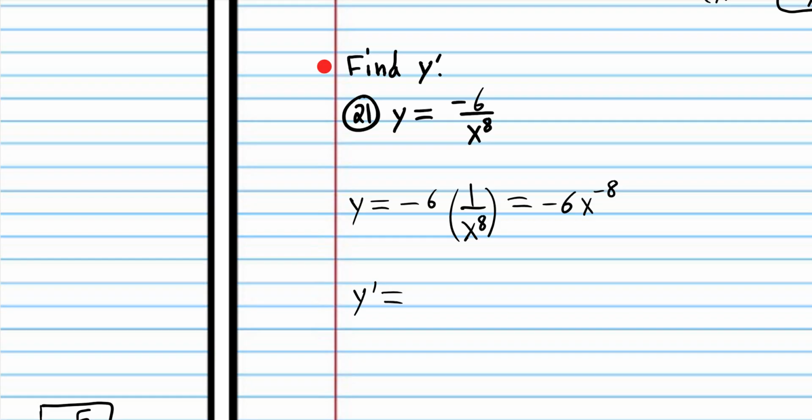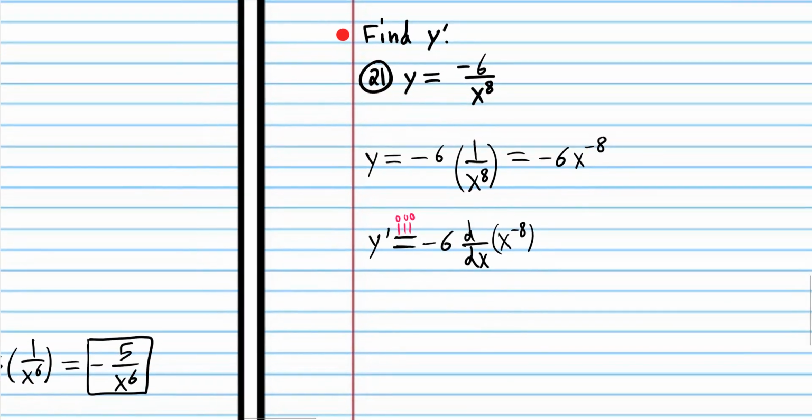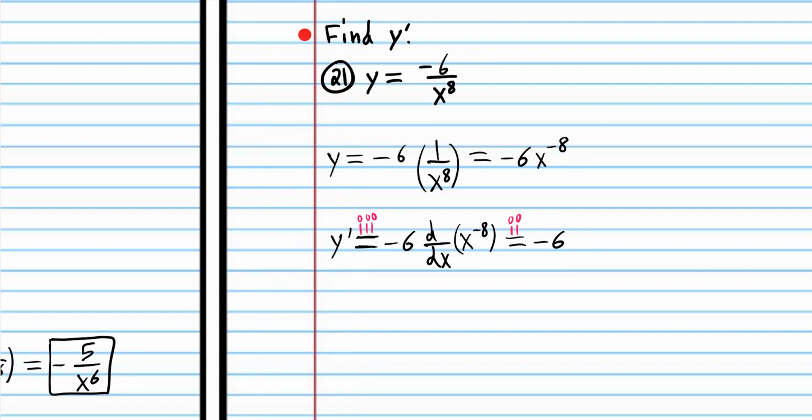So now we're going to find the derivative, and we're going to use the constant multiple rule, which tells us that the derivative is equal to the constant times the derivative of whatever function is multiplied by the constant. So that is differentiation formula number 3, the constant multiple rule. So now we have to use the power rule, differentiation formula number 2, in order to find the derivative of x to the negative 8th power.